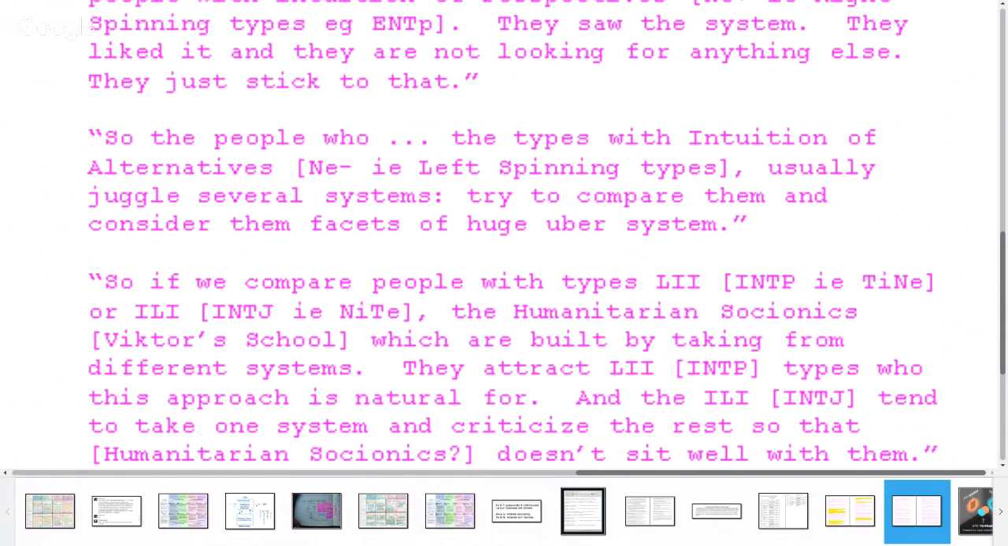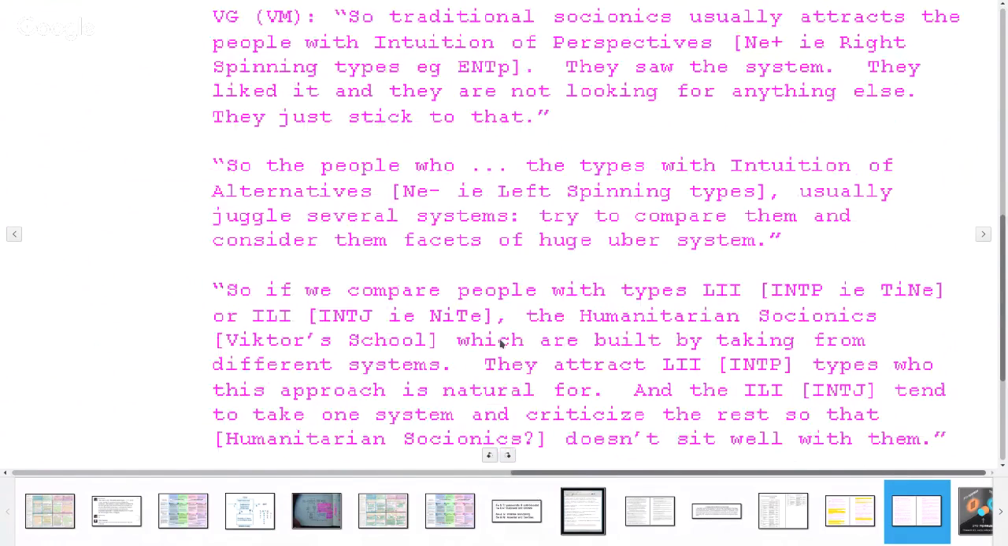Usually, here we go. This is spot on though for the definition of NE minus. Usually juggle several systems, try to compare them, and consider them facets of a huge Uber system. And this also explains why Victor Gulenko doesn't get seriously pissed off when I keep bringing up Keirsey in a Socionics Hangout. Right.